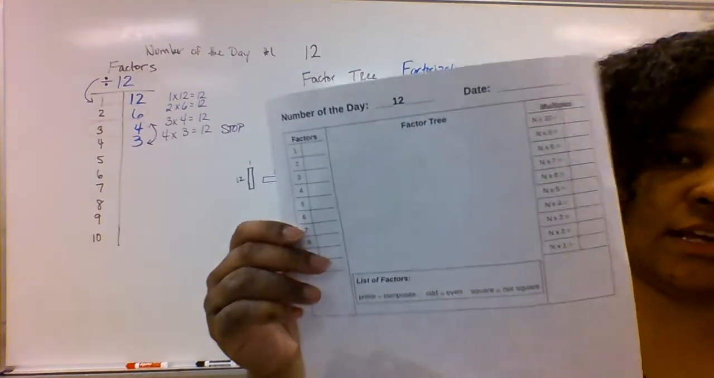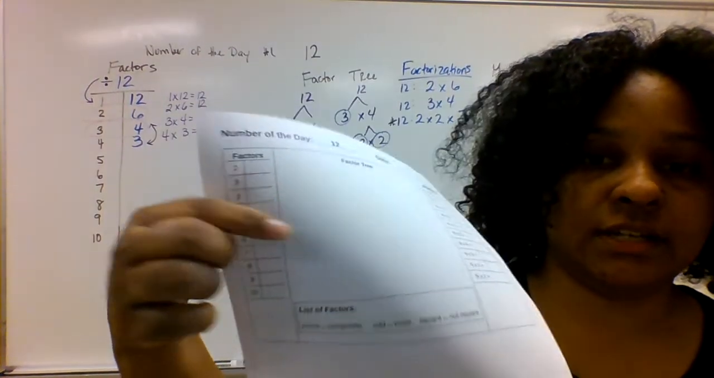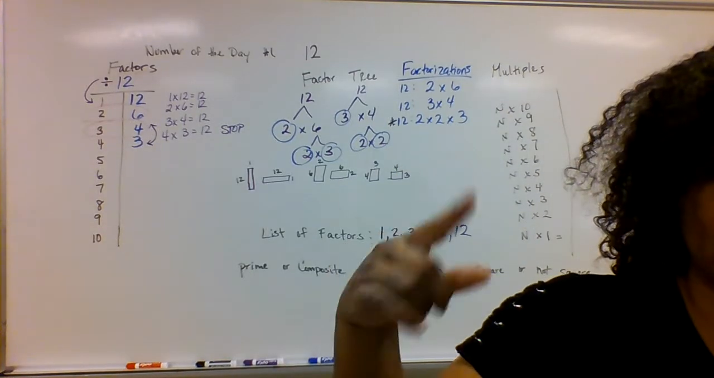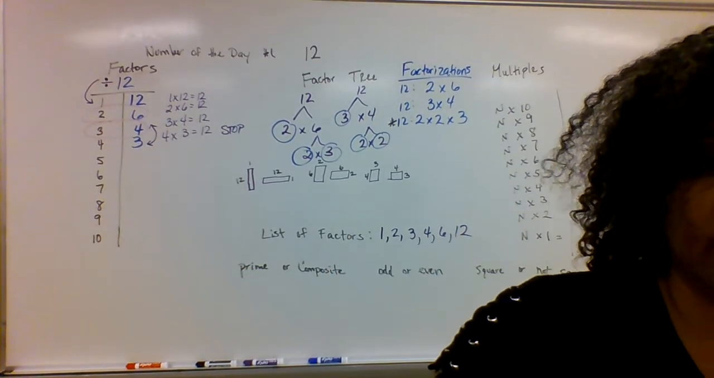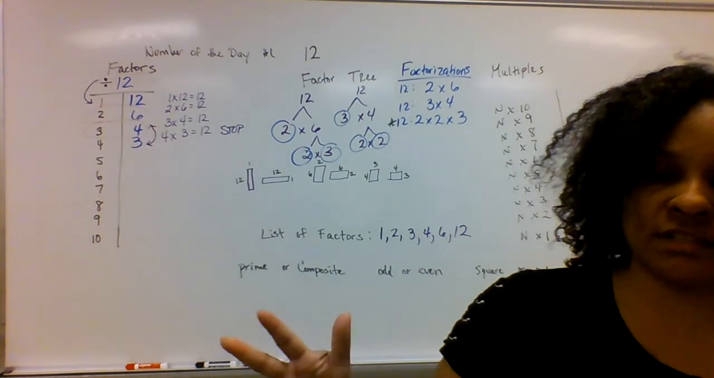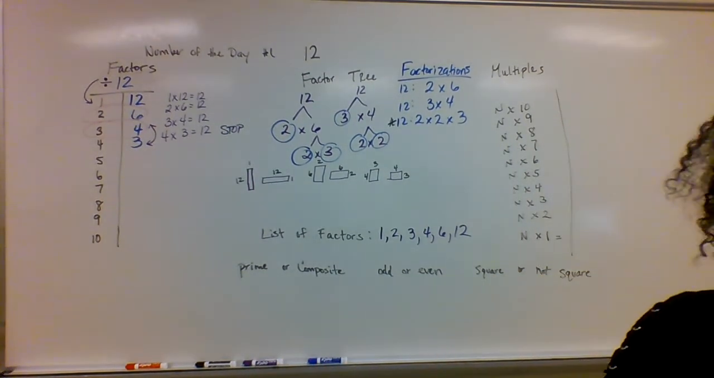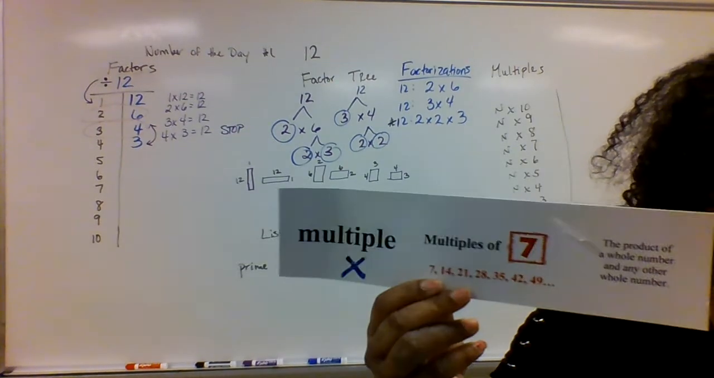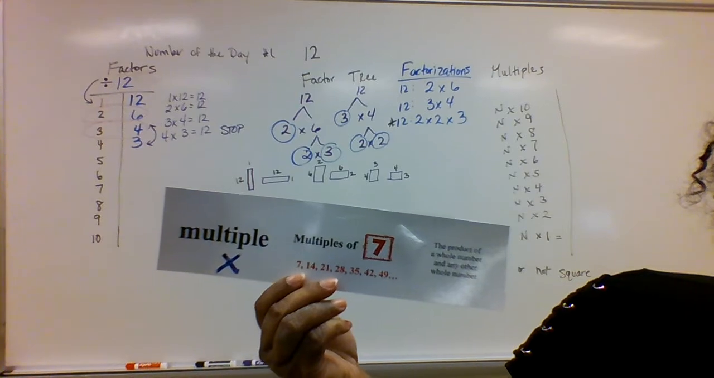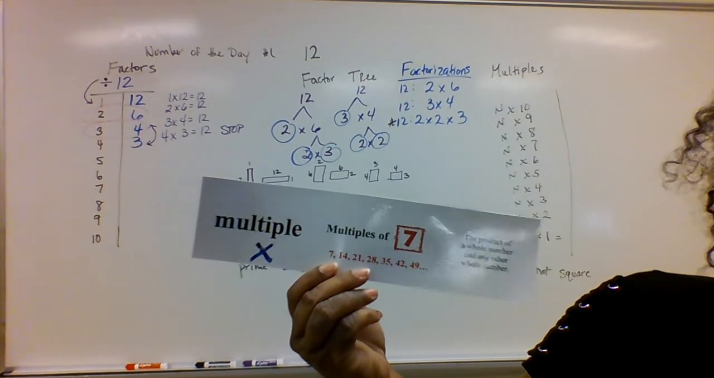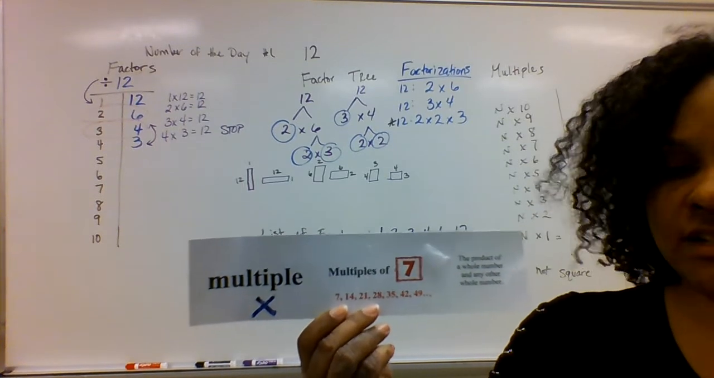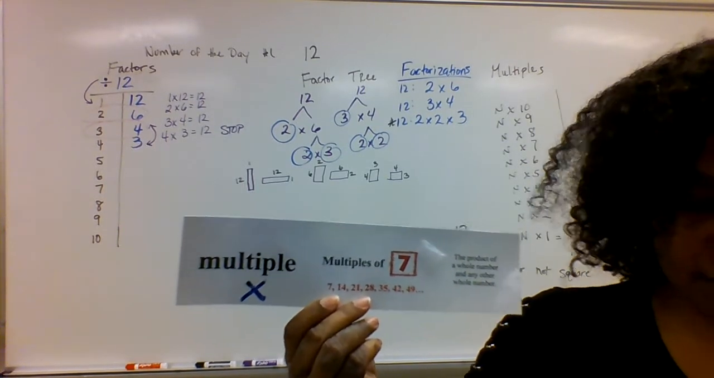Okay, so that is the factor tree portion of your paper. If you want to pause the video and write that down, that would be a good thing to do before we move on to multiples. All right, hopefully you paused the video and you wrote down the information on your paper. A multiple is a product of a whole number and any other whole number.